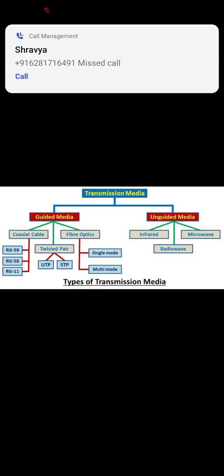So in transmission media we have two types. One is guided media, another one is unguided media. Media means what is used to transfer the data from one node to another node. It is acting like a mediator only. So now we look at the guided media. In guided media we have two types: coaxial cable and fiber optic cable.